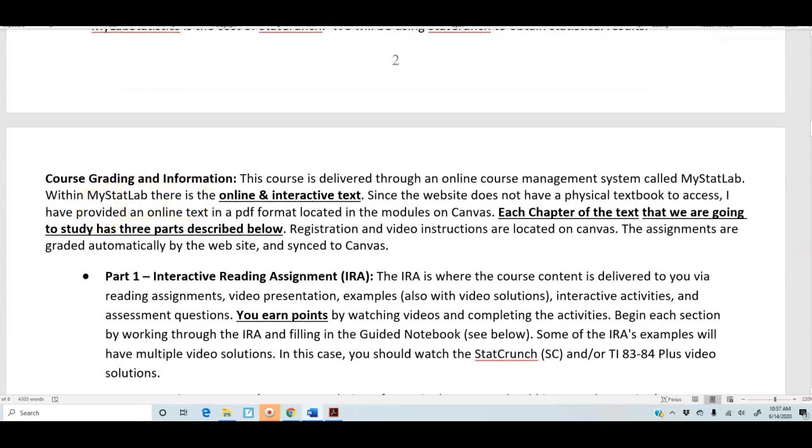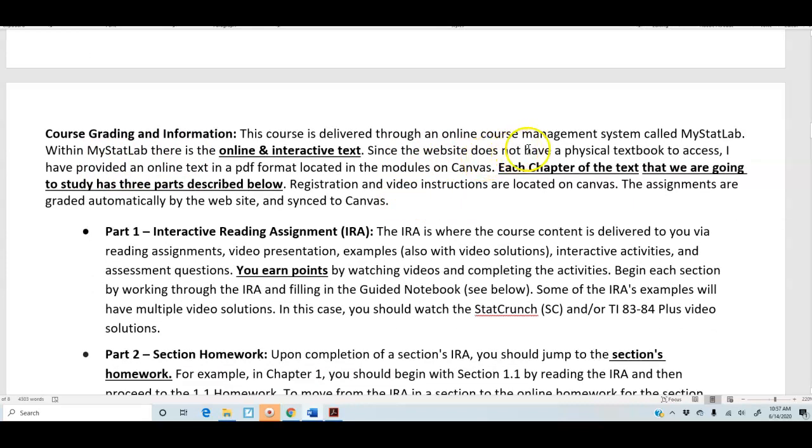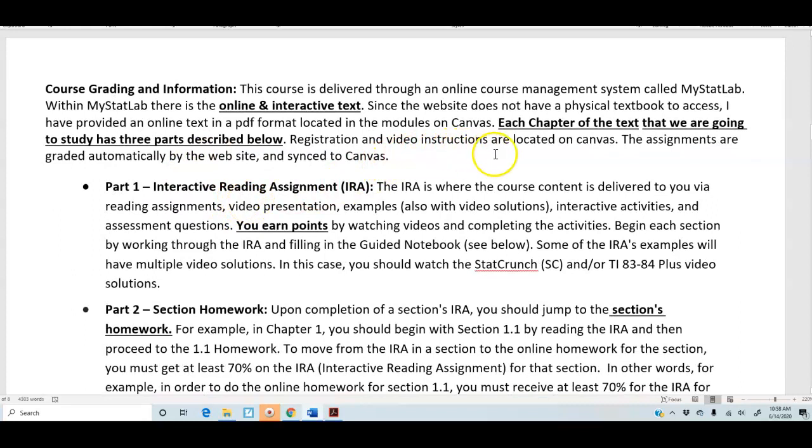Now, course grading and information. This course is delivered through an online course management system called MyStatLab. Within MyStatLab, there is the online and interactive text. Since the website does not have a physical textbook to access, I have provided an online text in a PDF format located in the modules on Canvas. Each chapter of the text that we are going to study has 3 parts described below. Registration and video instructions are also located on Canvas. The assignments are graded automatically by the website and then synced to Canvas.